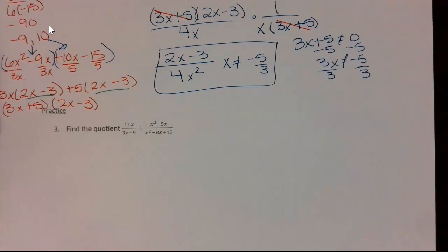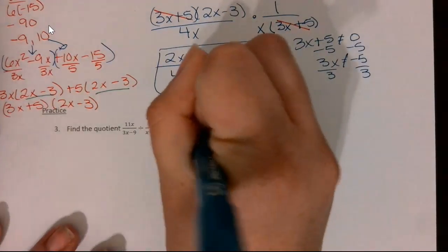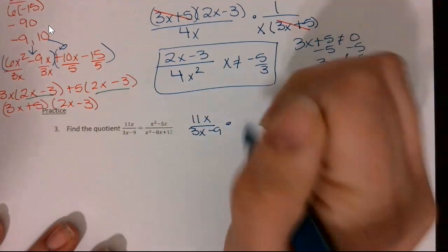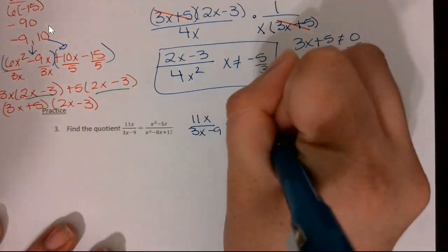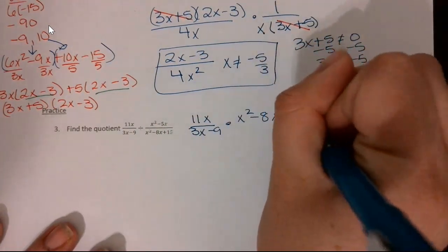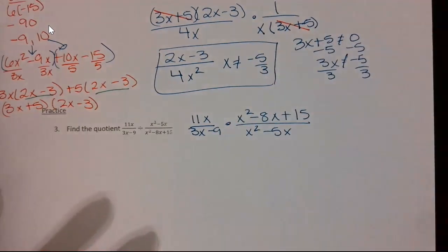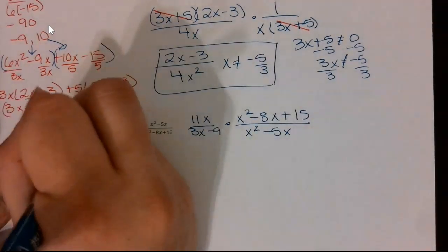Alright, so the first thing I want to do for number 3 is flip my second fraction. So it's going to become x squared minus 8x plus 15 on the top, and on the bottom it's going to be x squared minus 5x. I want to go ahead and factor my fractions.